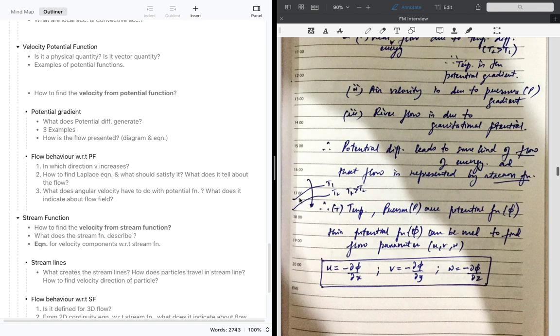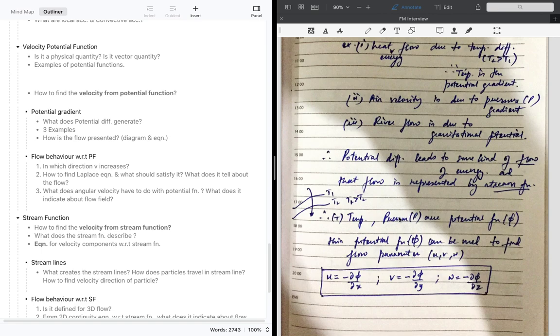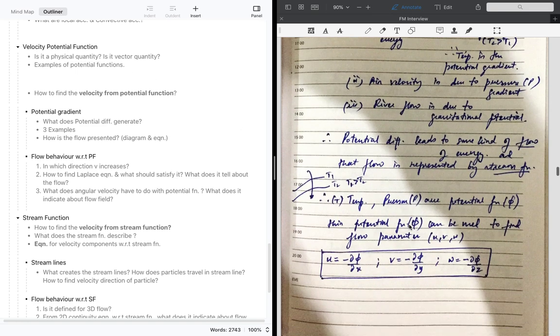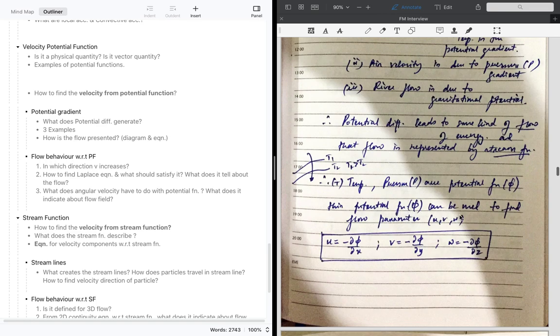So basically, if we have a potential difference of temperature like this, the flow will happen from high temperature to low temperature, and temperature and pressure are basically the potential functions. So examples of potential functions are temperature and pressure. And these potential functions can be used to find the flow parameter, that is the velocity along the axes u, v, and w. So how do we find the velocities from the potential function? u is equal to negative of curly phi by curly x, and v and w are as such.